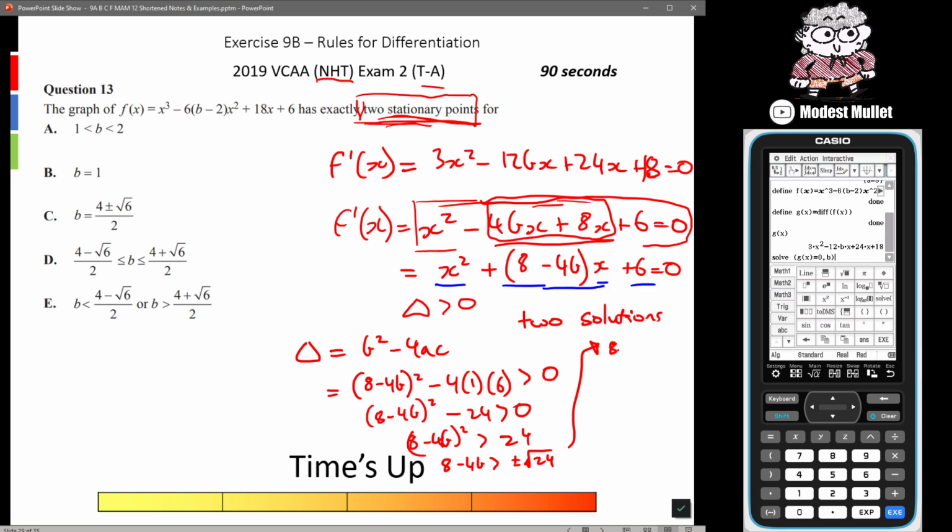So 8 minus 4b needs to be greater than plus or minus. Yeah, this is terrible. Having that plus or minus in there, there's a lot of work in this problem for 1 mark.